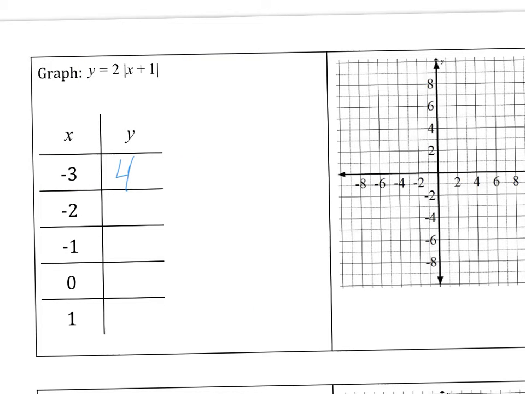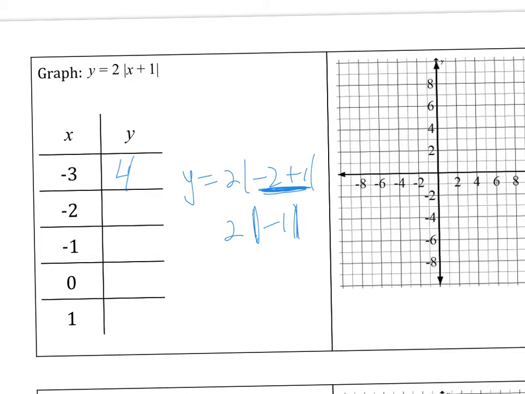Moving on, if x is -2, y is going to equal 2 times the absolute value of -2 plus 1. Take care of the grouping symbol first. So inside there, -2 plus 1 is -1. To get rid of that grouping symbol, we'll have to take that absolute value.